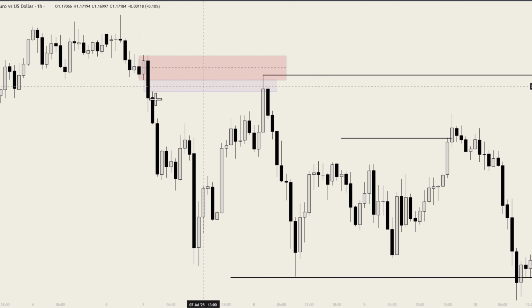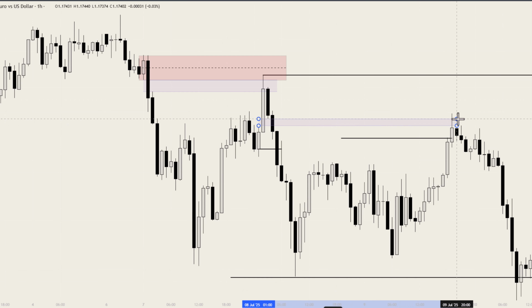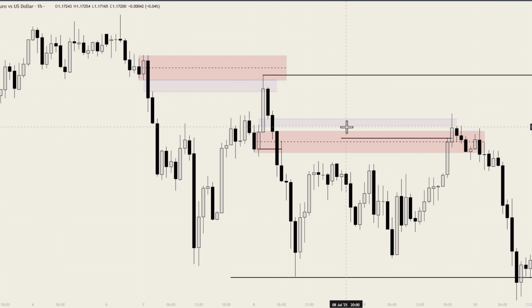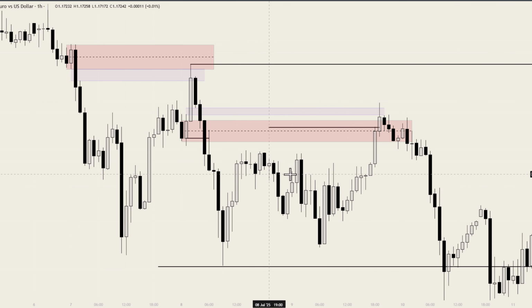Now, when price entered into the level, we have this also as a change in the state of delivery. Yes, this is our change in the state of delivery. And we have a balanced price range at this level because we have a fair value gap on the left and a fair value gap on the right. So this was the balanced price range. However, we also have our bearish breaker block. So we have a lot of confluence, and on seeing this, we see price creating a consolidation here.